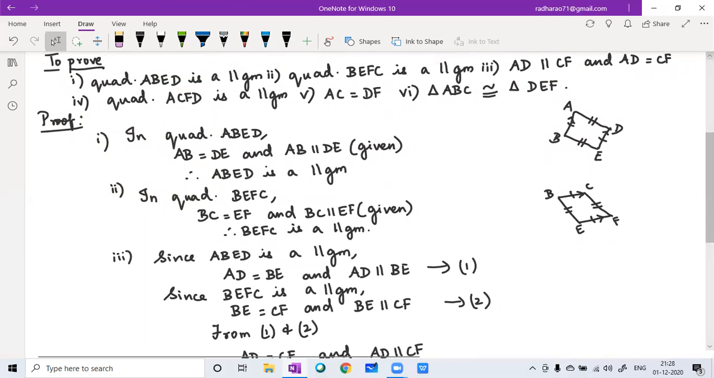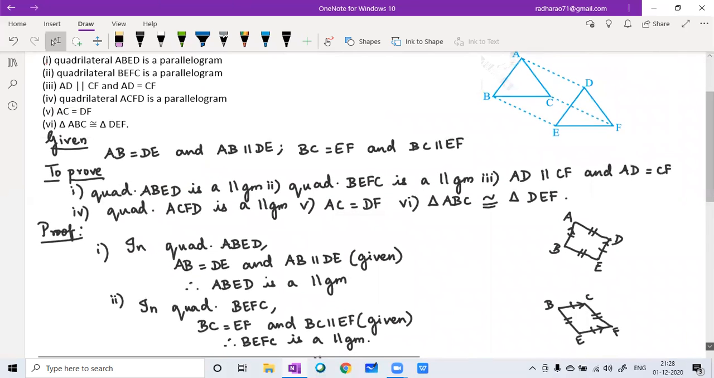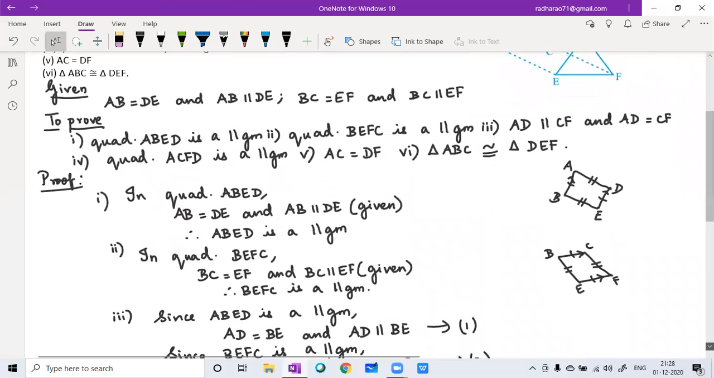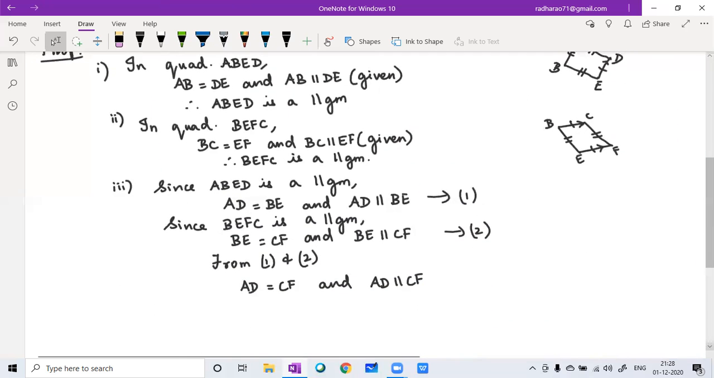And we have to prove the fourth one, quadrilateral ACFD is a parallelogram. Just now we proved AD and CF are parallel and equal, so it becomes a parallelogram again. We have to prove ACFD is a parallelogram. So let us take that ACFD.